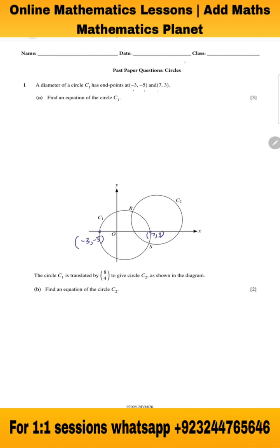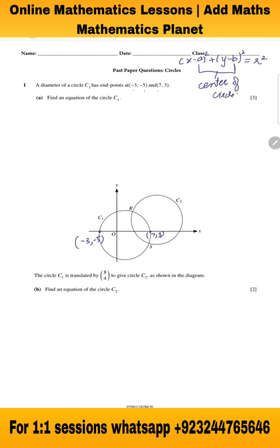So what is the equation of the circle? The equation of the circle is (x minus a) whole square plus (y minus b) whole square, which is equal to r square. We need to find the equation of the circle C1. So how are we going to find it? What are this a and b? This is the center of the circle.